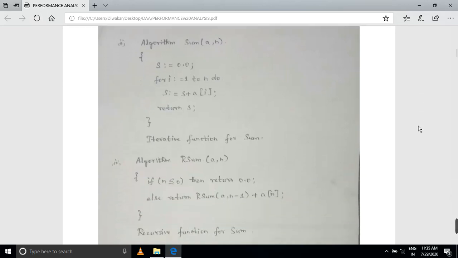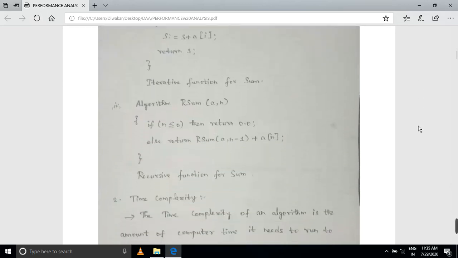In between, we have a for loop statement, which is a group of statements. In this statement you follow initialization, test condition, and increment or decrement values. Then we have the first iteration, second iteration, third iteration. Finally, you get the value and return the sum. Next, the third algorithm, the recursive sum: if n is less than or equal to 0, then return 0.0, else return RSum(a, n minus 1) plus a[n]. This is the recursive function for sum.